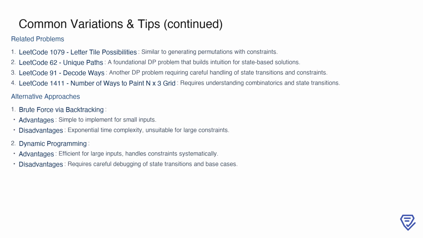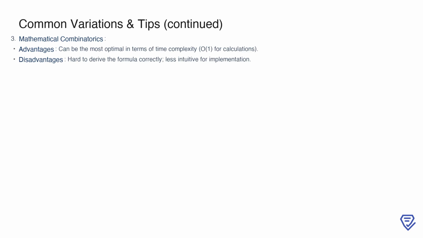It's simple to implement and works for small inputs, but its exponential time complexity makes it impractical for larger constraints. Dynamic programming, on the other hand, is much more efficient and systematically handles constraints like K and the playlist length. However, debugging the state transitions and ensuring the base cases are correct can be challenging, so extra attention is needed during implementation. Another alternative to consider is a mathematical combinatorics approach.